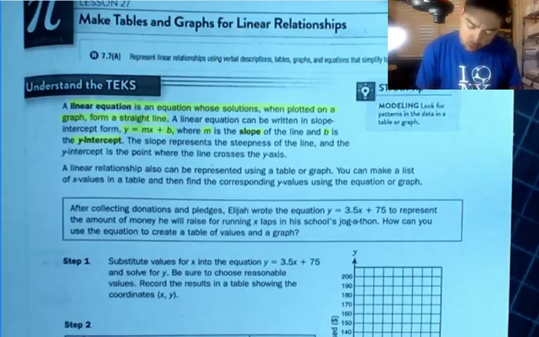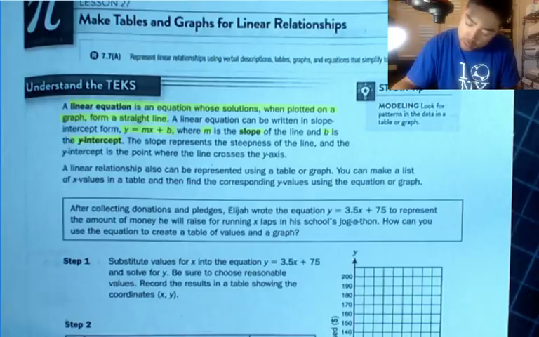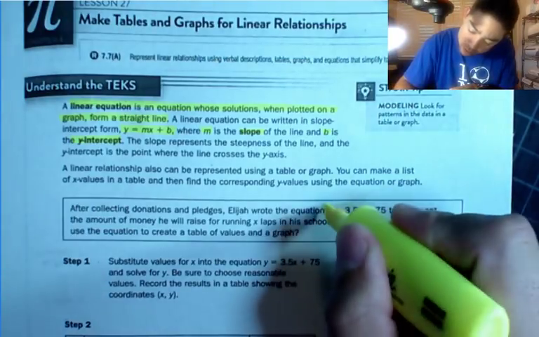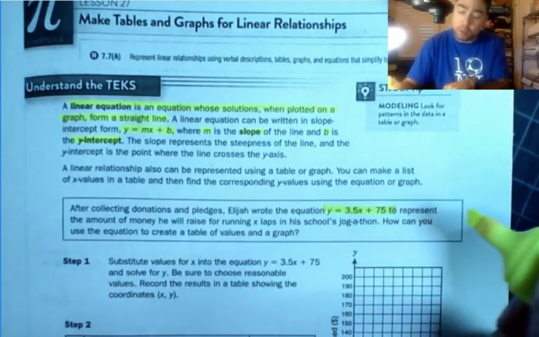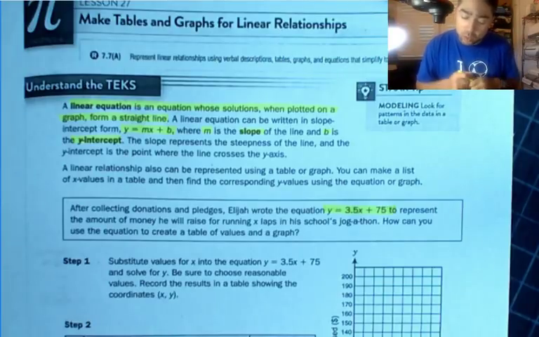So the question here says, after collecting donations and pledges, Elijah wrote the equation y equals 3.5x plus 75 to represent the amount of money he will raise for running x laps in his high school's jogathon. How can you use the equation to create a table of values and a graph? So again, we're using this equation y equals 3.5x plus 75. Step one, we're going to substitute our values for x into the equation.